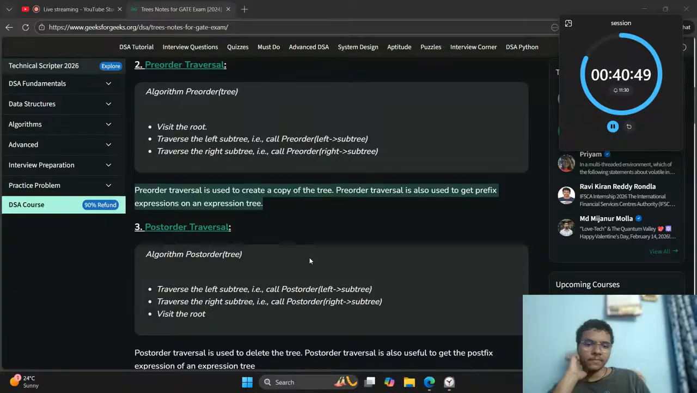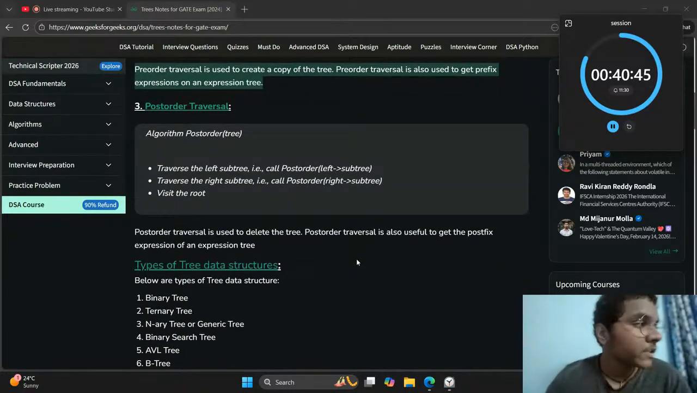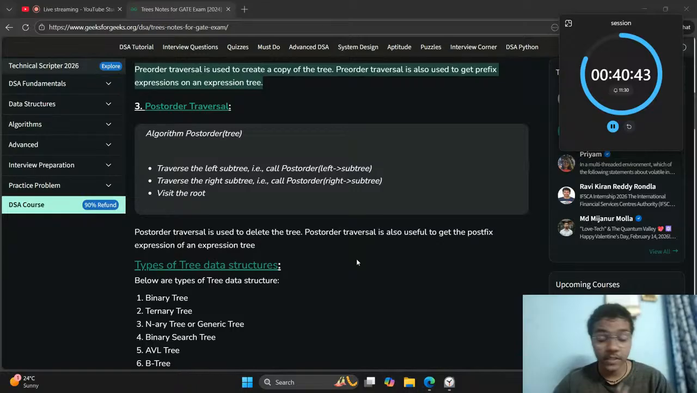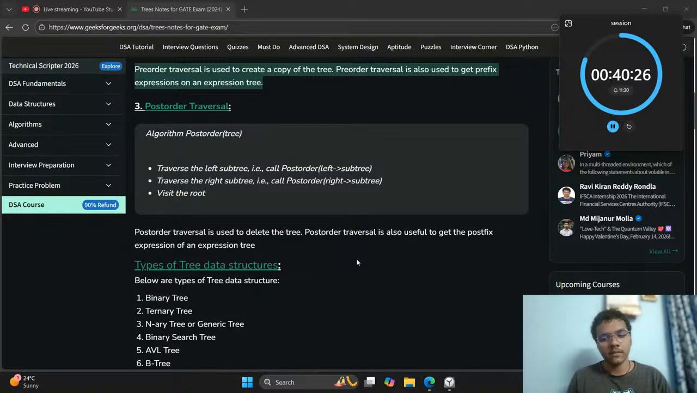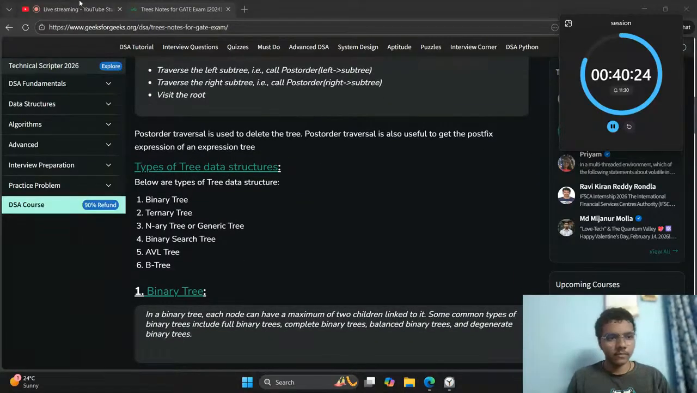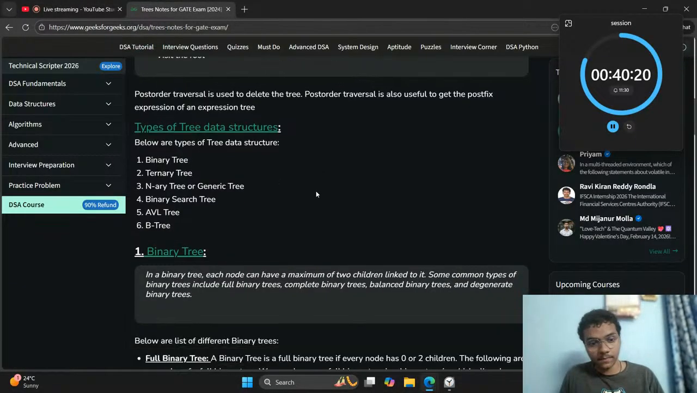All right. We kind of understood the philosophy behind copying a tree using pre-order traversal. Post-order traversal: traverse the left subtree, call post-order; traverse the right subtree, call post-order; visit the root. Post-order traversal is used to delete the tree, because you delete the child first. Nice. Things are making sense.